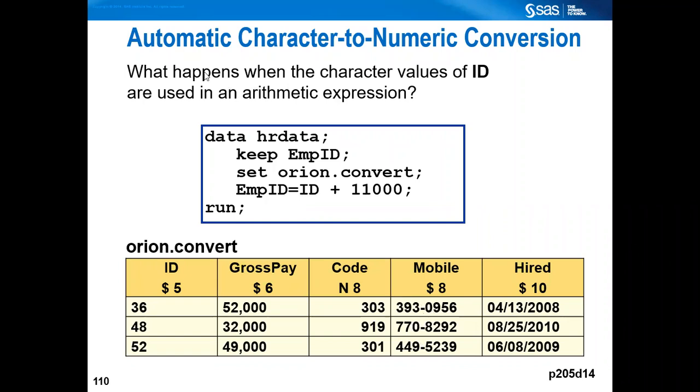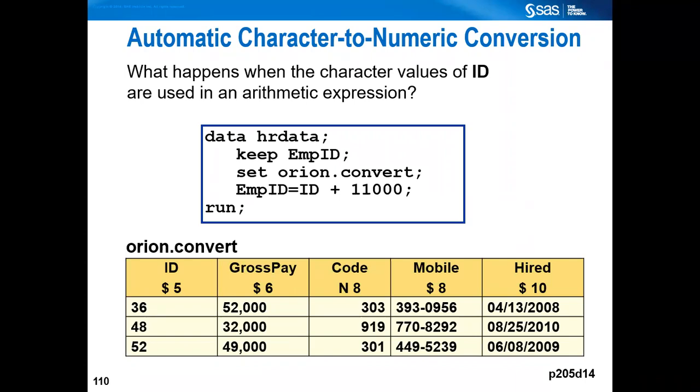First and foremost, it's telling what happens when a character value of ID is used in an arithmetic expression. So this is your character value, ID plus arithmetic expression. Why arithmetic? Because you have used a plus sign. So it performs an arithmetic operation on the value of ID to create employee ID. So what happens in this case?